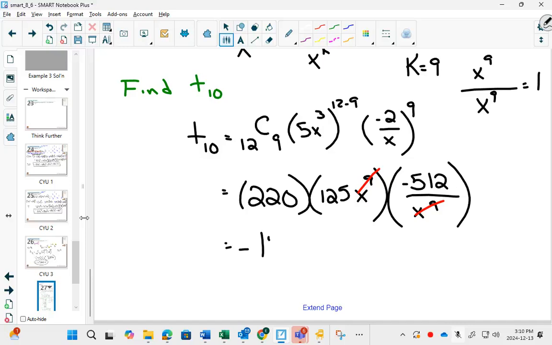Oh my goodness, look at this number. Negative 14 million. A very big number. So we can get very big numbers. These ones that say find the term containing are usually the most difficult, and find the constant term even more, because you have to remember what a constant term is. I chose the hardest ones.